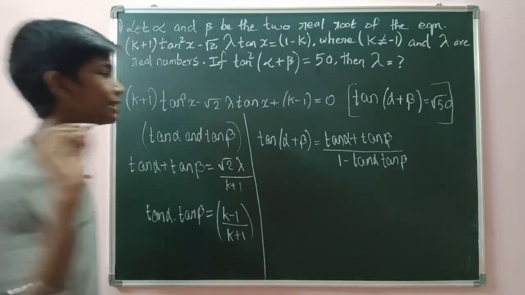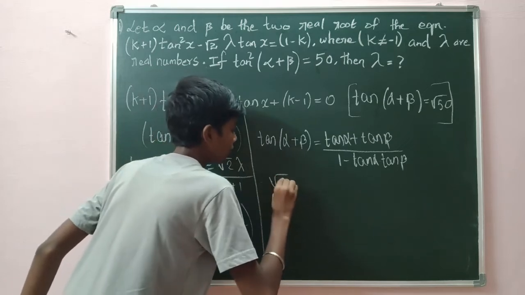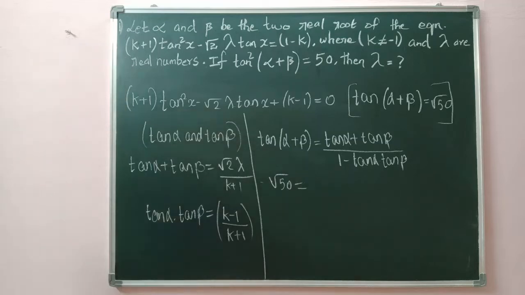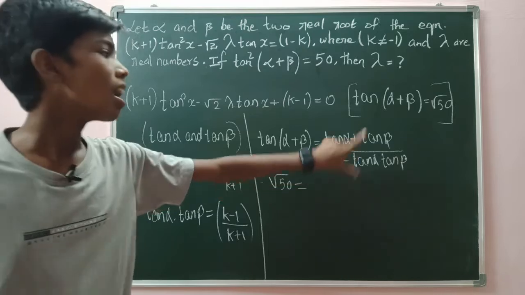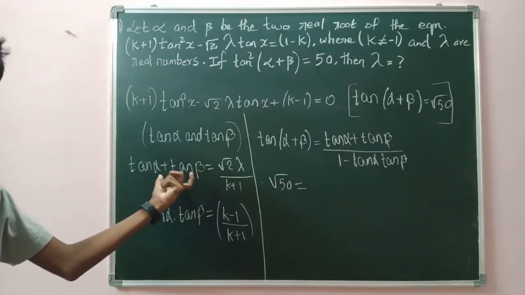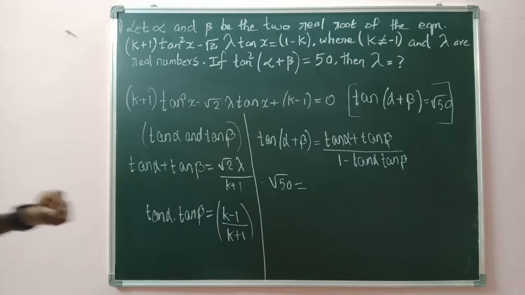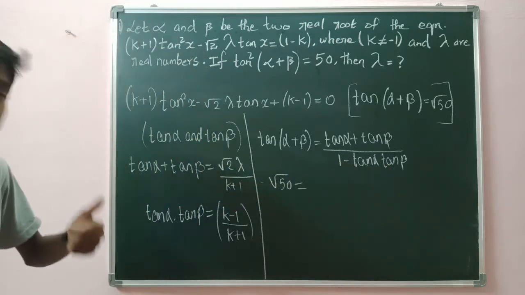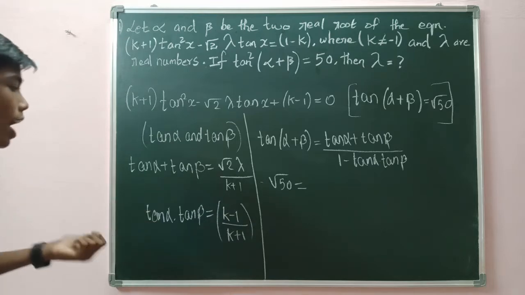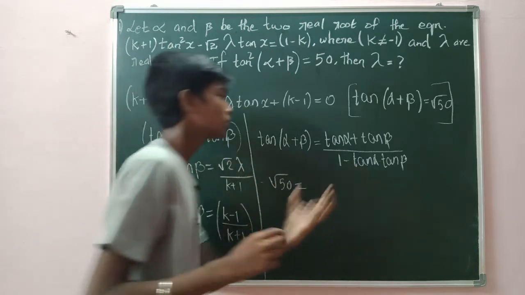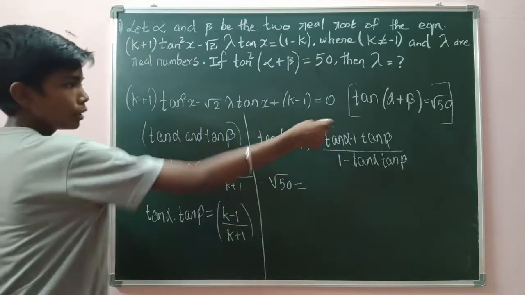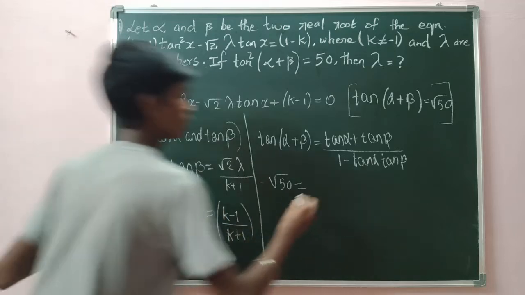Now people, what is tan of alpha plus beta? That is root 50, and that will be equal to tan alpha plus tan beta over 1 minus tan alpha into tan beta. Do we know the value of tan alpha plus tan beta? Of course yes, it is the sum of the roots of the equation. Do we know the value of tan alpha into tan beta? Yes. So I can put those values in this expression, and it's going to be very simple to solve this lambda.